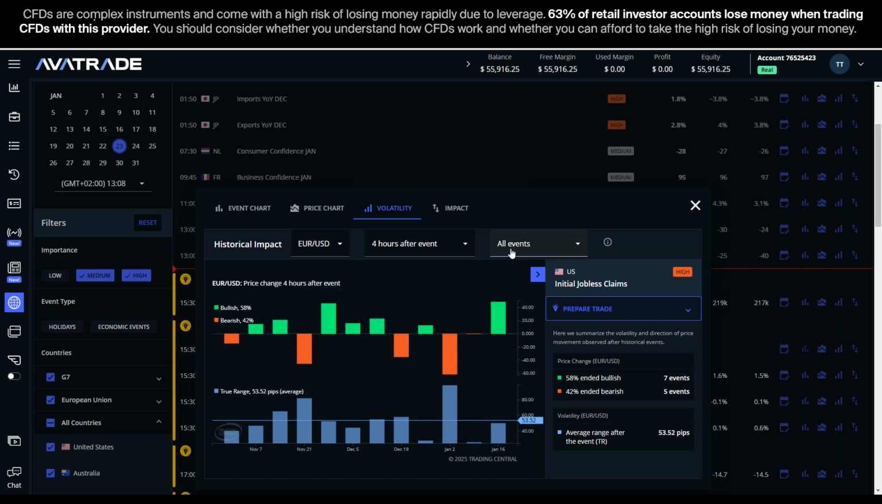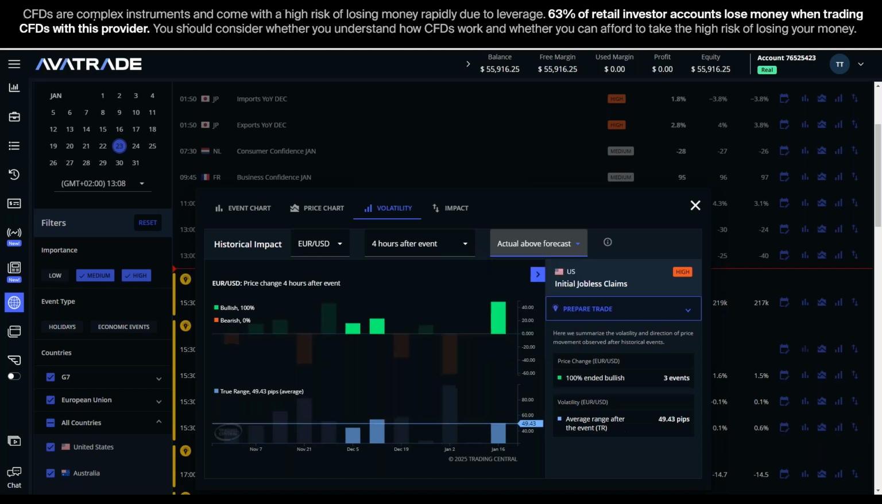If I qualify this and say, okay, if this came in above forecast, meaning bad news for the US, higher initial jobless claims than expected, when these have come in above forecast, 100% of the time, it only happened 3 times, but the 3 times that it happened, all 3 times, the USD weakened and the Euro climbed in the 4 hours after the numbers came in above forecast. So if the jobless claims were higher than expected, what we had was the USD weakening.